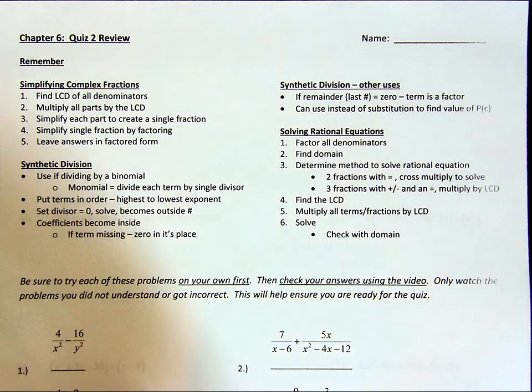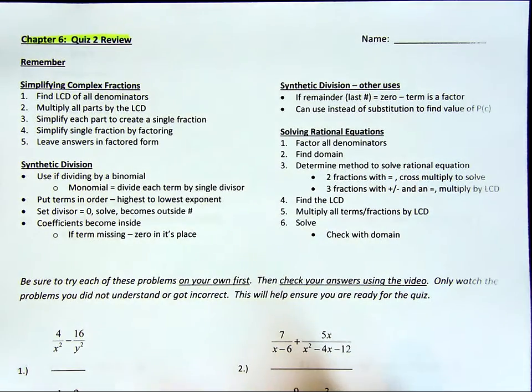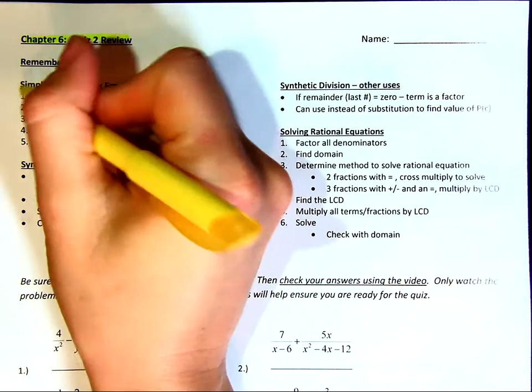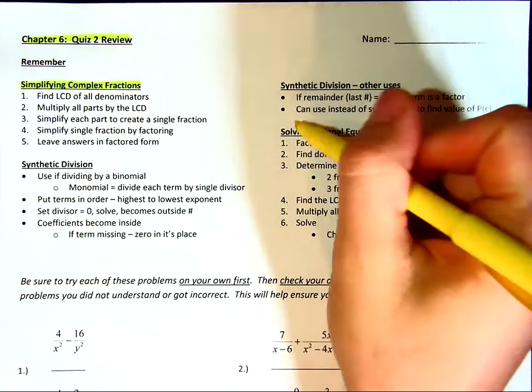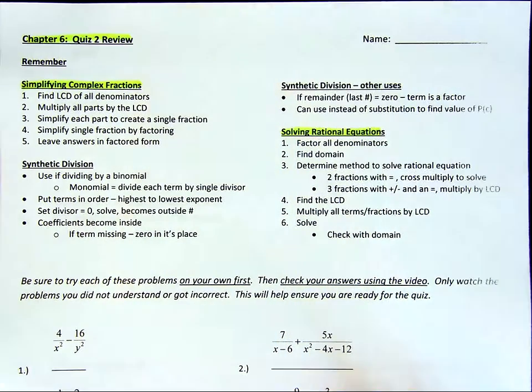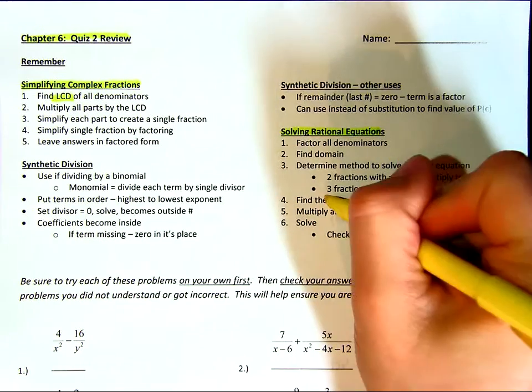So today we are doing the Quiz 2 review for Chapter 6. There were quite a few things that we did in here. First thing we did before this quiz was simplifying complex fractions, which was a lot like solving rational equations because LCDs were a big part of it.